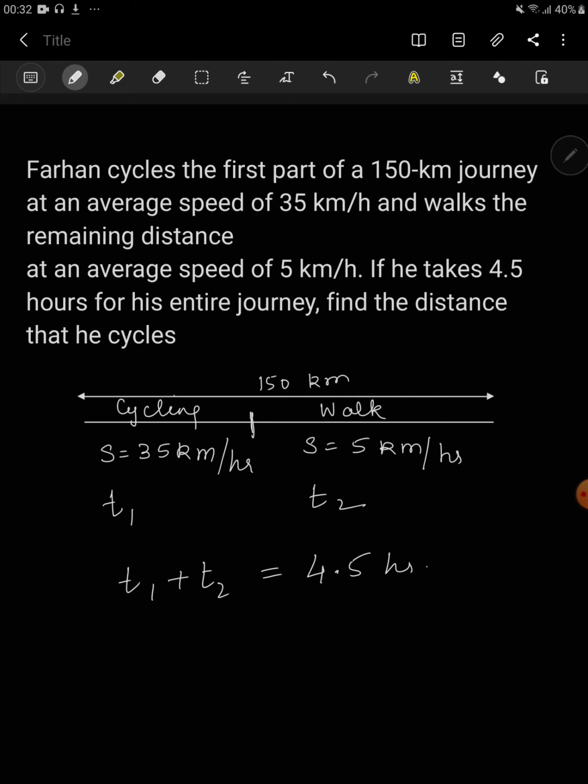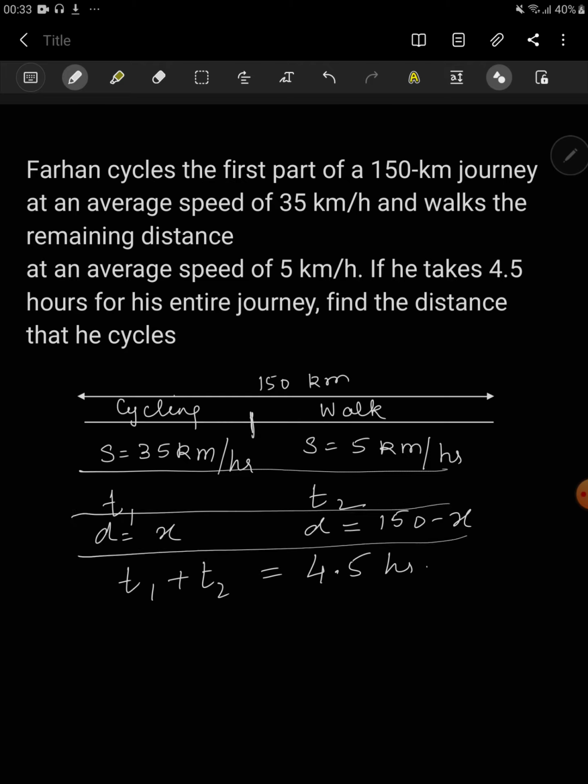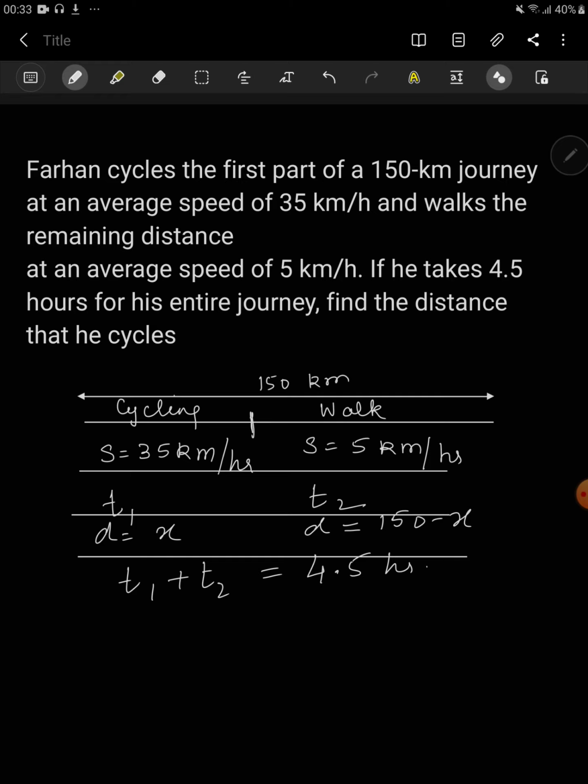Okay. Now if he cycles for distance x, the distance for walking will be remaining as 150 minus x. Now we have these three parameters with us. We know speed, we know time, we know distance. These three things are known to us. Now with the help of this relationship that is there with us, we are going to find the value of x. Let's see how.